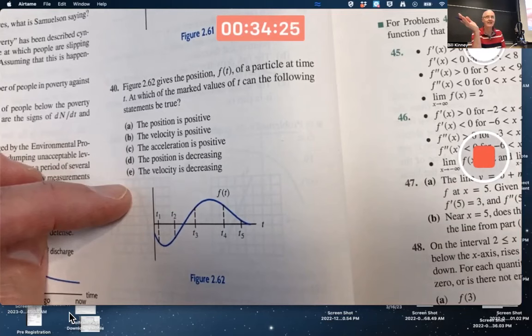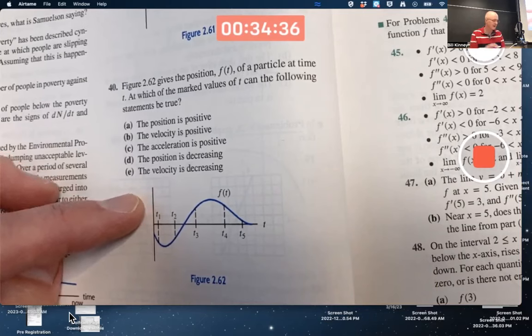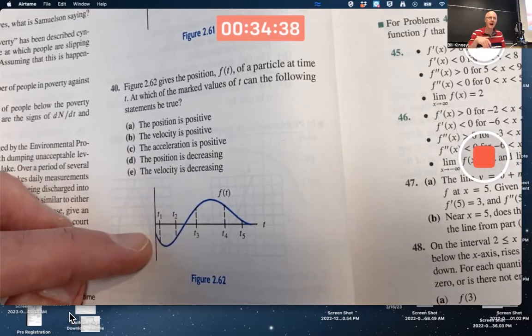They don't say. It could be up-down motion. It could be left-right motion. The vertical axis here doesn't have to correspond to a height, for example, though it could. Although if it's negative, it means you're underground.